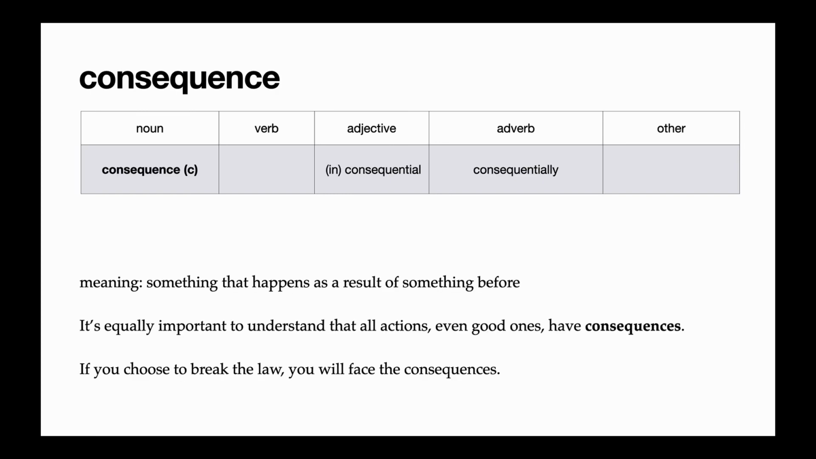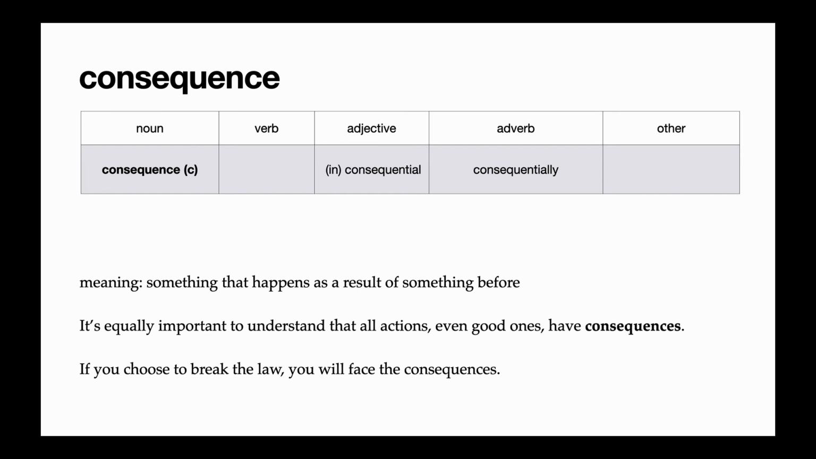Consequence. So we talked a little bit about consequences already, but this is a noun, a countable noun, that means something that happens as a result of something that already happened, like a punishment. A punishment is a consequence for something that you did that was bad. In the story we read, it's equally important to understand that all actions, even good ones, have consequences. So even when you do something good, something happens. Like if I help someone, they might smile at me or they might thank me, and that is a consequence of me helping them, which is good.